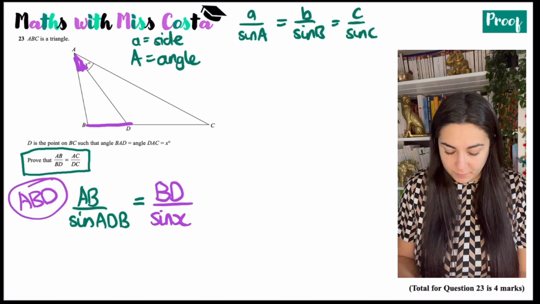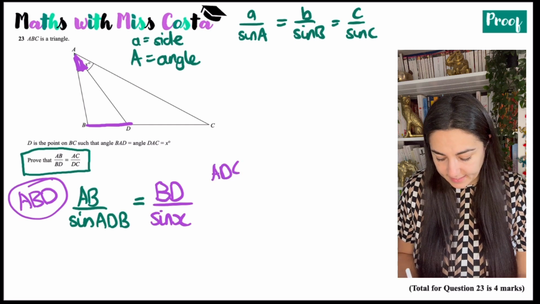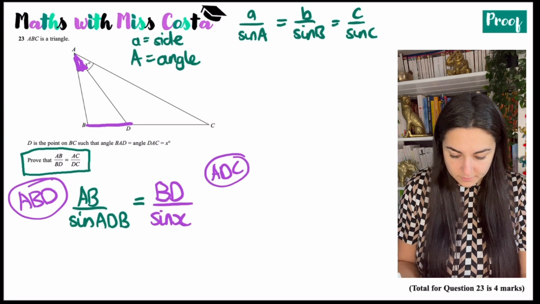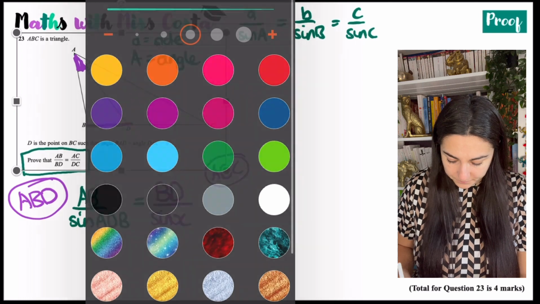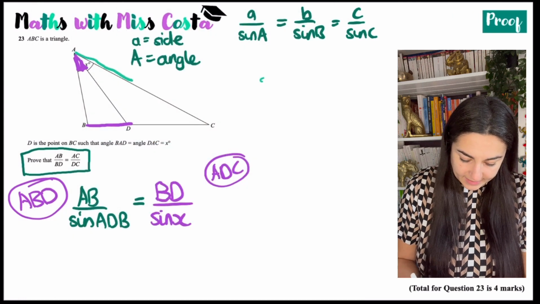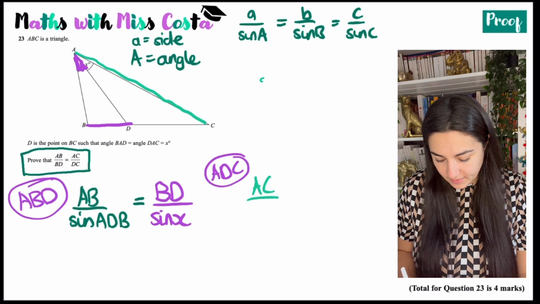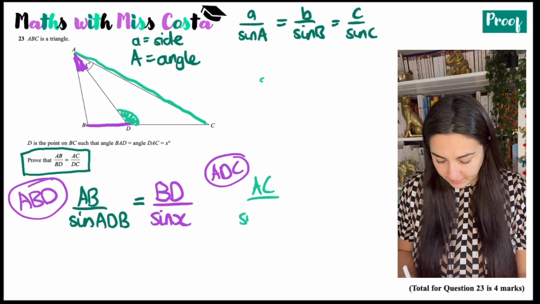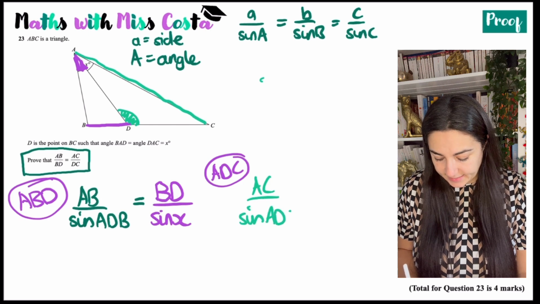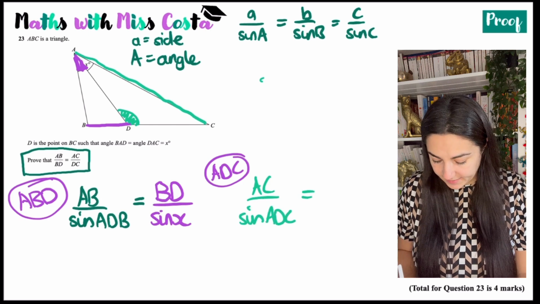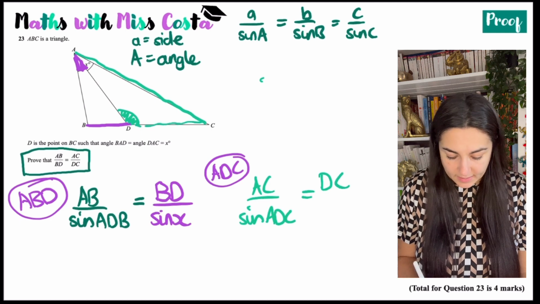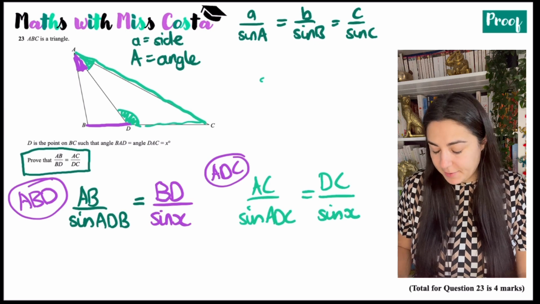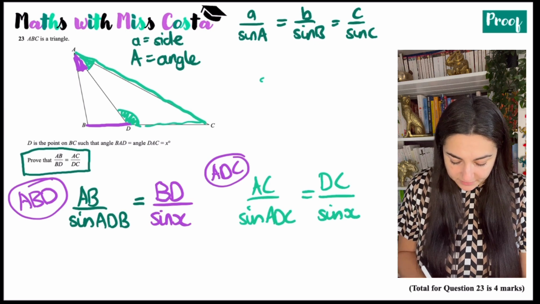This is for triangle ABD. Okay, let's do the same for triangle ADC. So AC, let's do it in a different colour. AC is this angle here over, and this is its opposite angle, so sine ADC equals, and then DC is over here, and its opposite angle is over here, so that would be over sine X. So now I've got this, what I can do is manipulate these equations a bit.